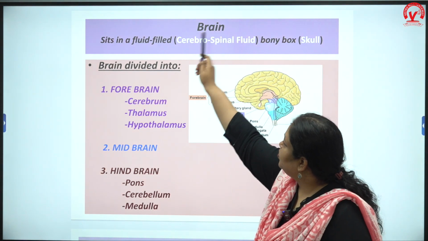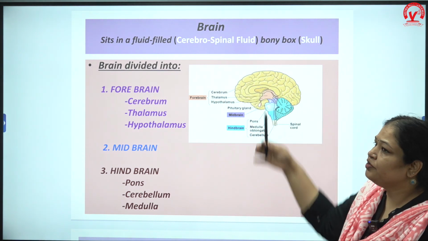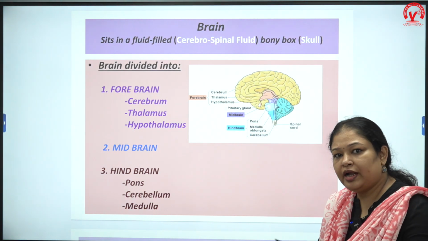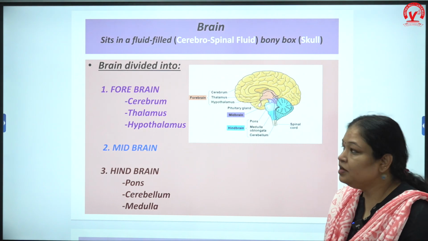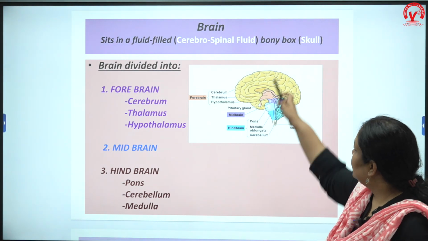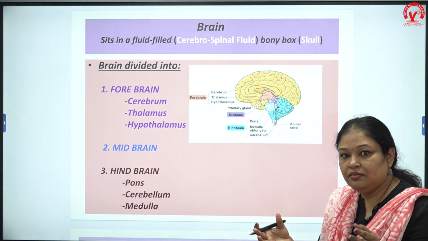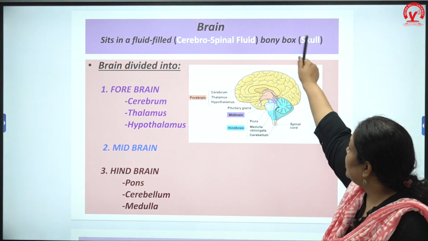The brain sits in a fluid-filled cavity, like when you're in a swimming pool, you're kind of floating in there. So that's how the brain is. And it is covered by a bony box, because if it's just going to be water, there is nothing to protect it. The skull protects the brain.